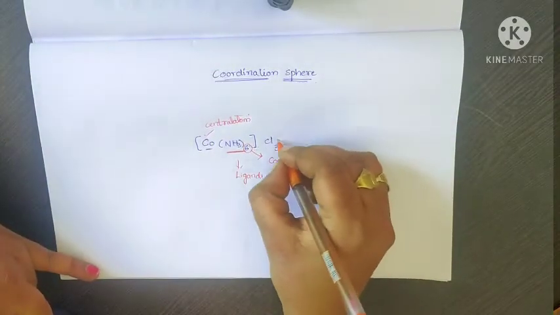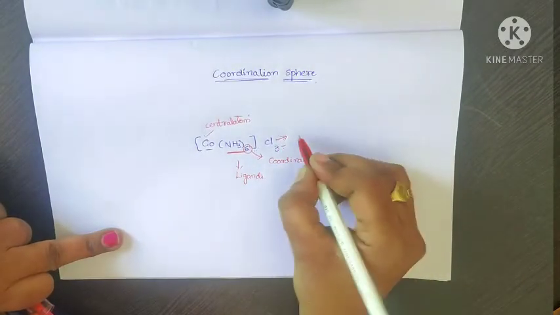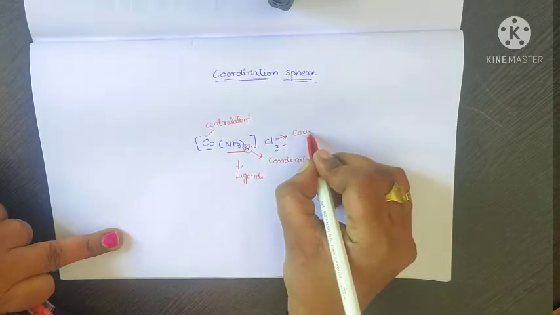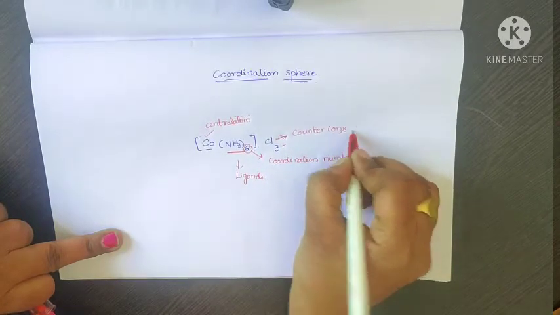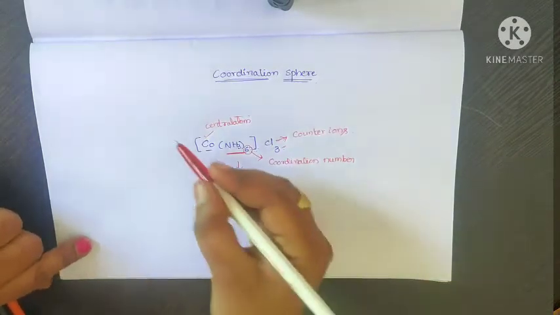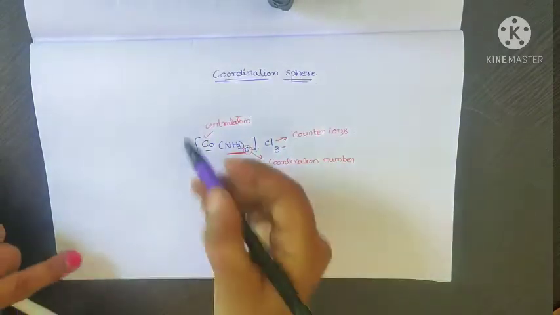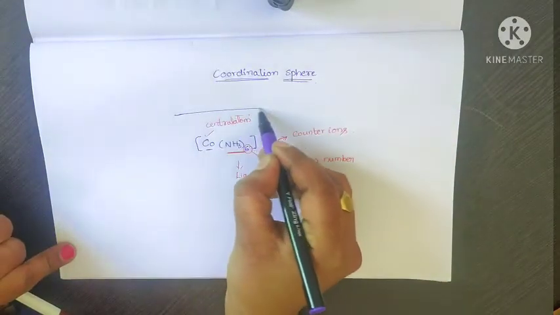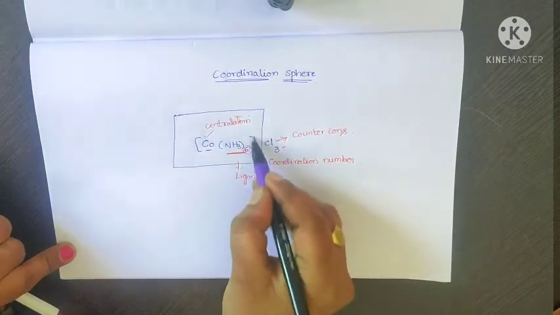And Cl3, what is Cl3? These are counter ions. Okay students, Cl3 is outside the square brackets. These ions are counter ions. Okay students, counter ions. Have you understood? Co, NH3 and Cl3.